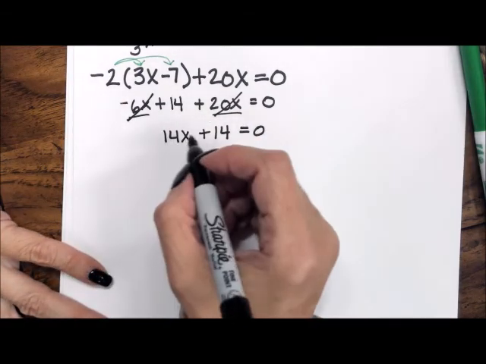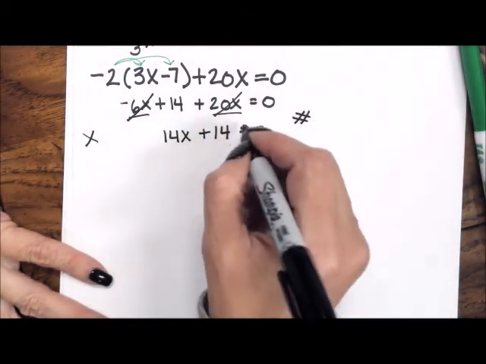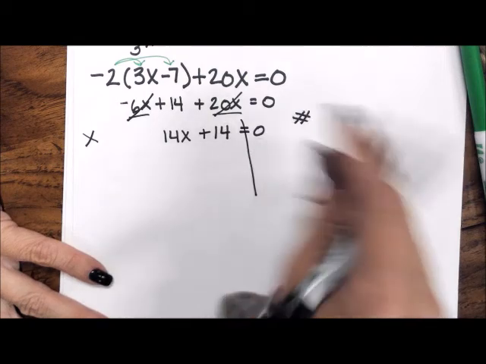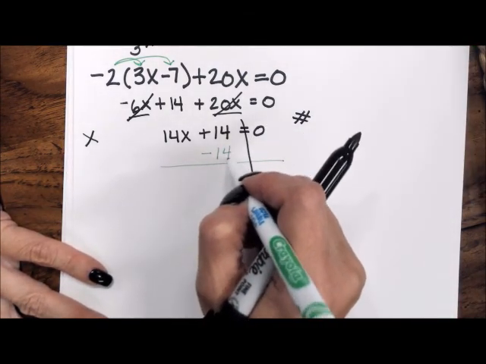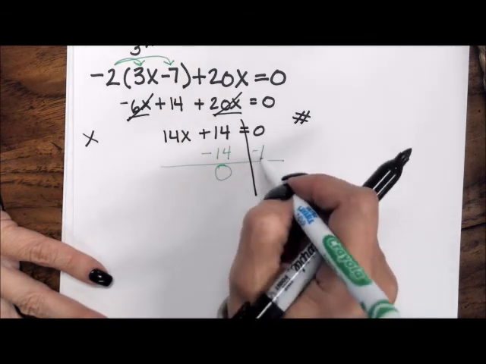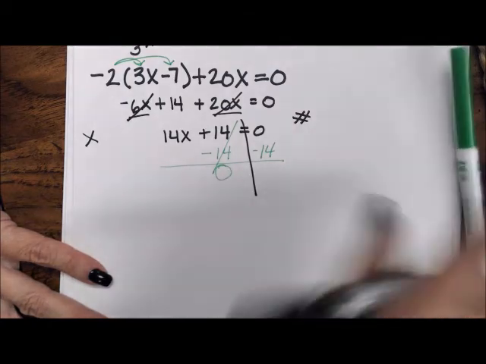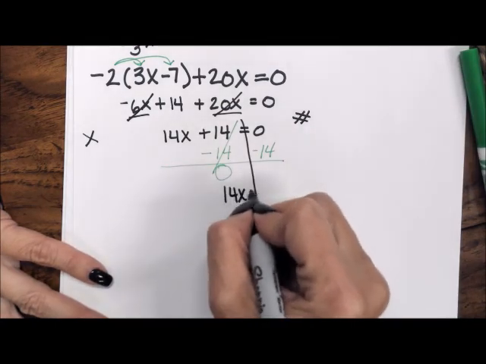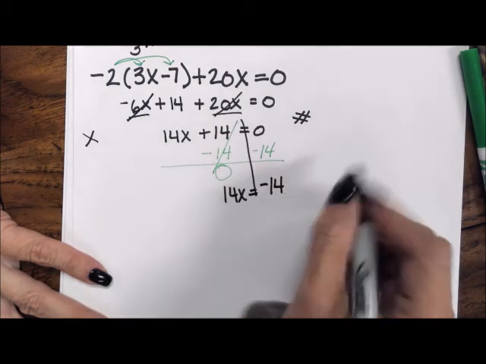Huh. Well, let's think about this. X is on one side, numbers on the other. On the x side, I have that 14 right there that I don't want. So I'm going to move 14 by making it equal 0 to the other side. Okay? Got to cancel it out. So that leaves me with 14x over here equals 0 minus 14, which is still -14.